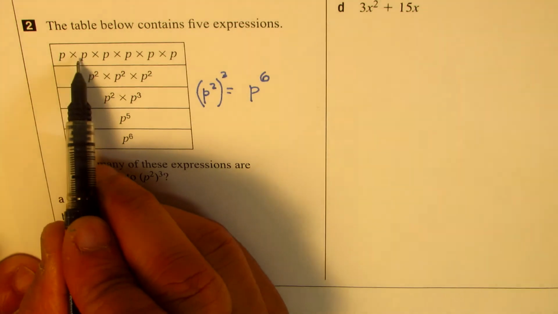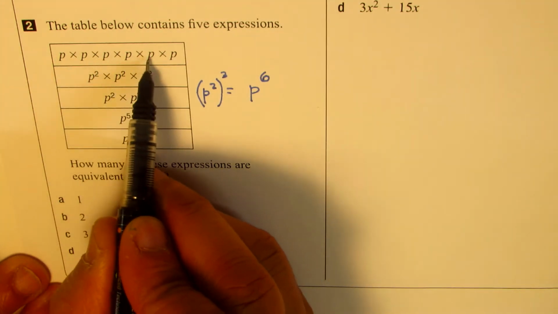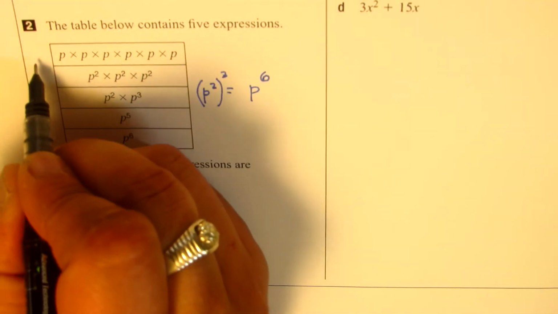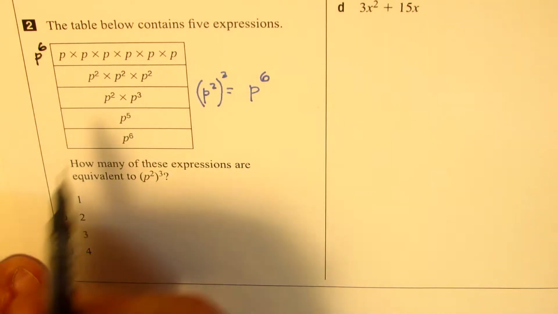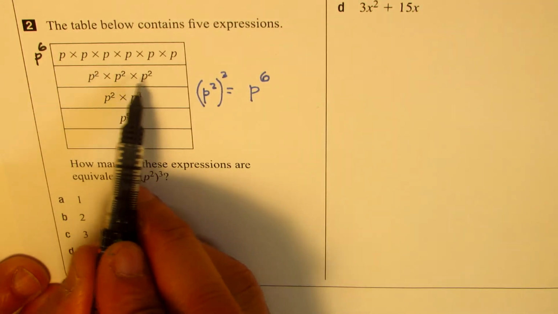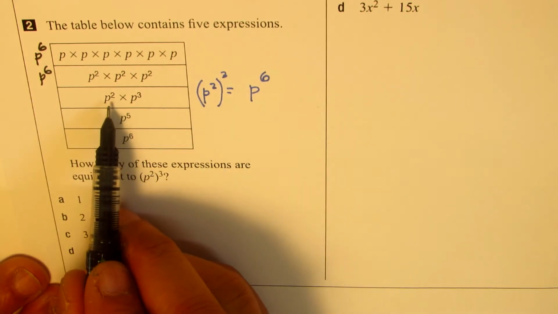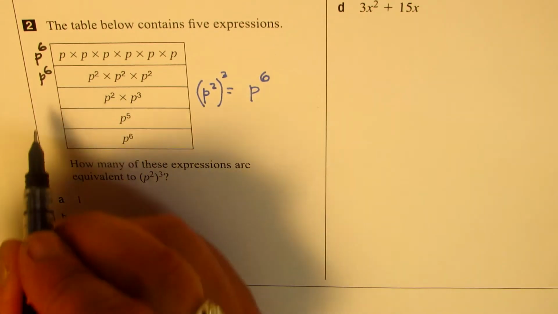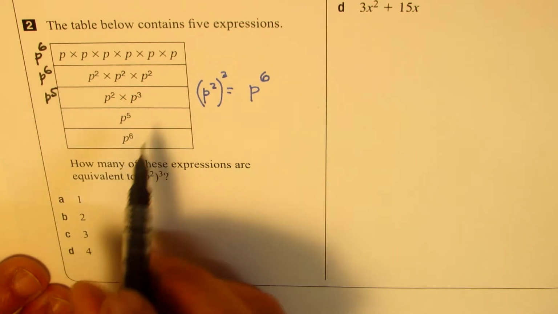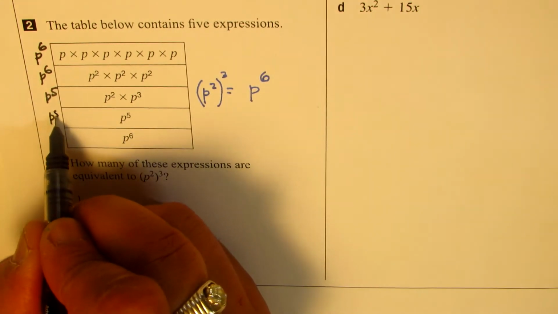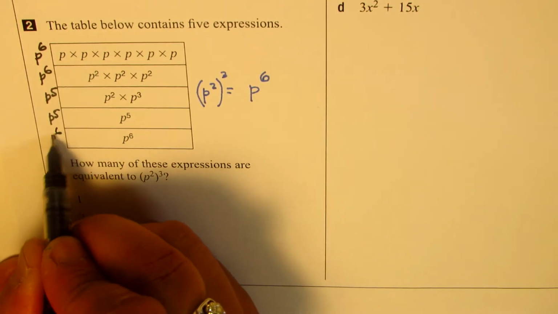Well, when you multiply p 1, 2, 3, 4, 5, 6 times, this one is basically p to the power of 6. Here, 2, 2, 2. When you add them up, you again get p to the power of 6. Here, when you add, you get 5, right? So that is not 6. This is p to the power of 5, already given. This is p to the power of 6.